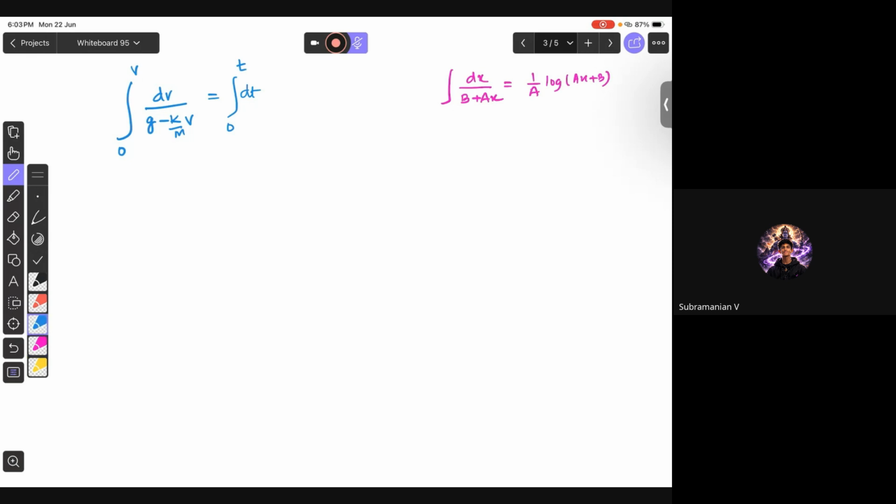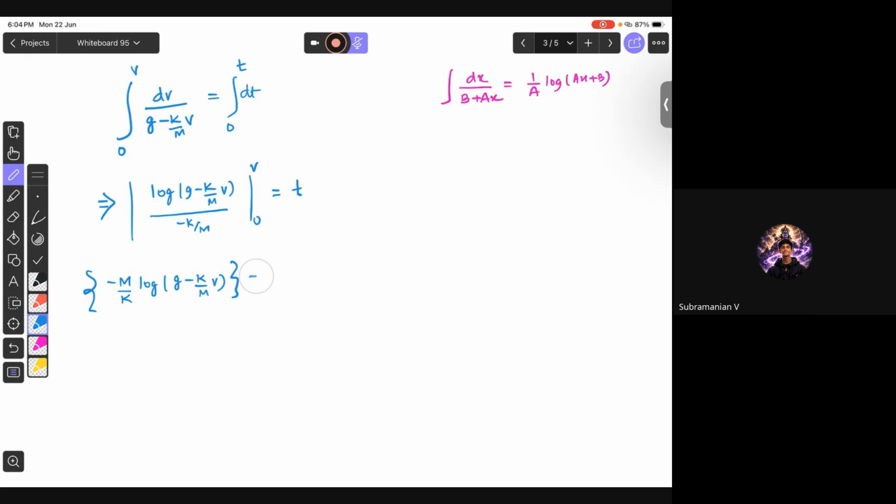So it's going to be log of g minus k by m into v, by minus k by m. Lower limit 0, upper limit v. The left side integration will be t. So plugging the upper limit, we will get minus m by k log of g minus k by m into v. This is the upper limit value.